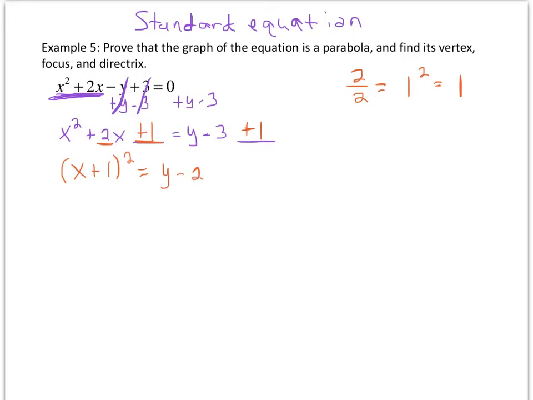So we almost have what looks like standard form, but normally we have a parentheses right here and a number on the outside. Well, in this case, there isn't a number in front of y, so we'd make it be a 1 in front. And that right there is the standard equation of this parabola. Then we would find its vertex, focus, and directrix.